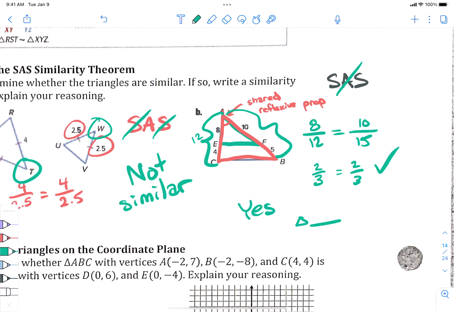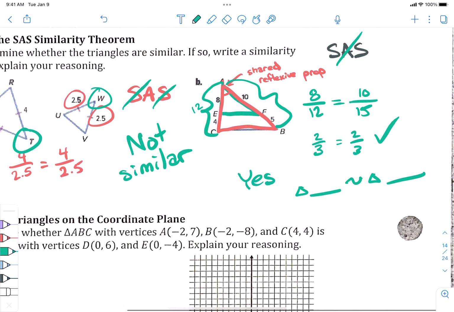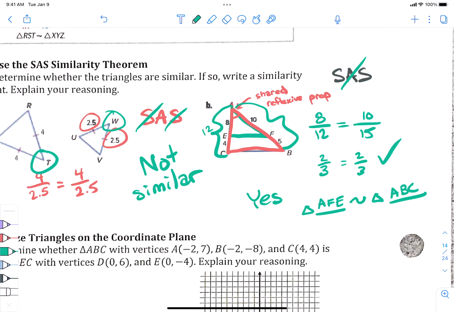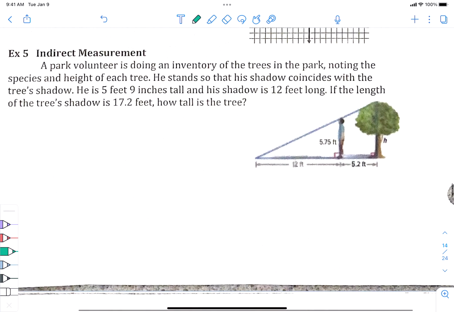So yes, triangle whatever is similar to triangle whatever. How do you want to name it? Triangle AFE is similar to ABC. That'll work. Okay, no graph for the next one, but we're going to do the bottom one. The typical shadow tree thing, okay?